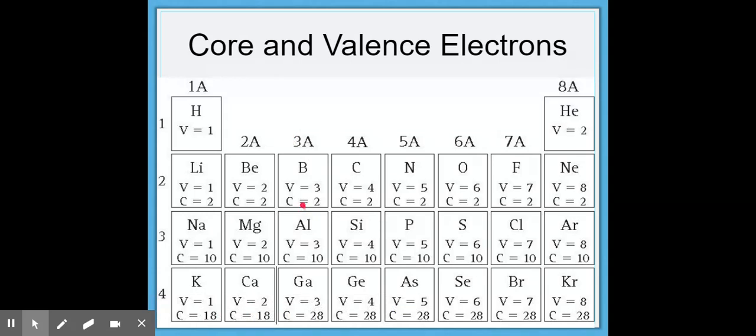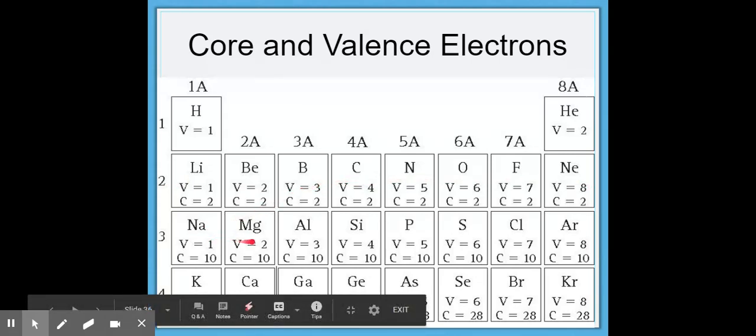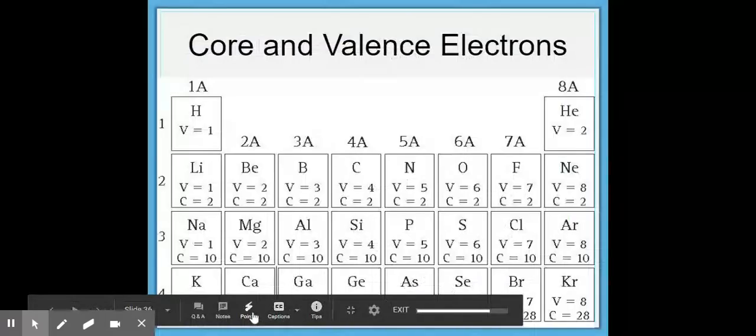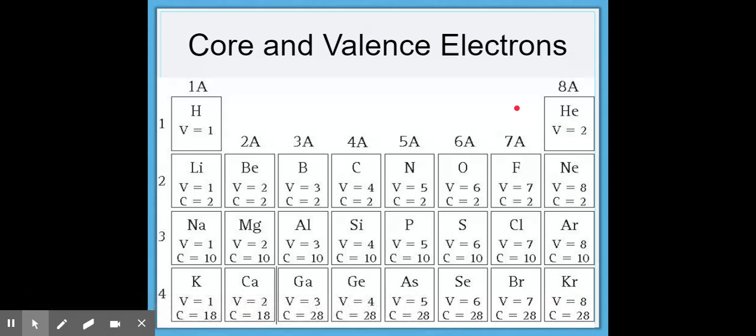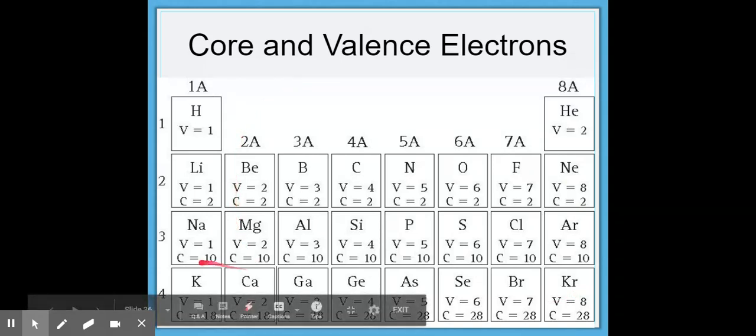There are some patterns with core electrons as well. As we go across a period, which is the row, our core electrons stay the same. Everything in the second period has 2 core electrons. Everything in the third period has 10 core electrons. There are some exceptions down here. If you look at the last row, the last period, our ones over here have 28 core electrons, but our ones over towards the beginning only have 18.